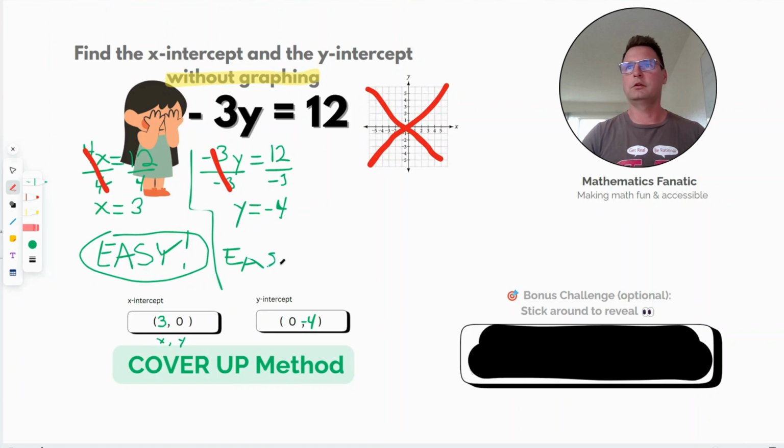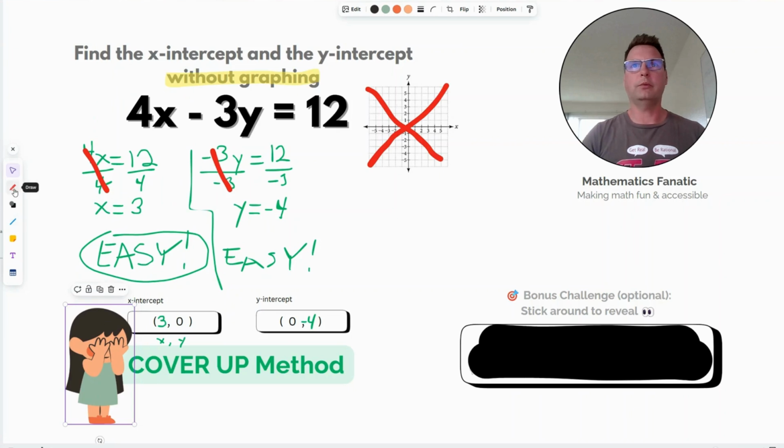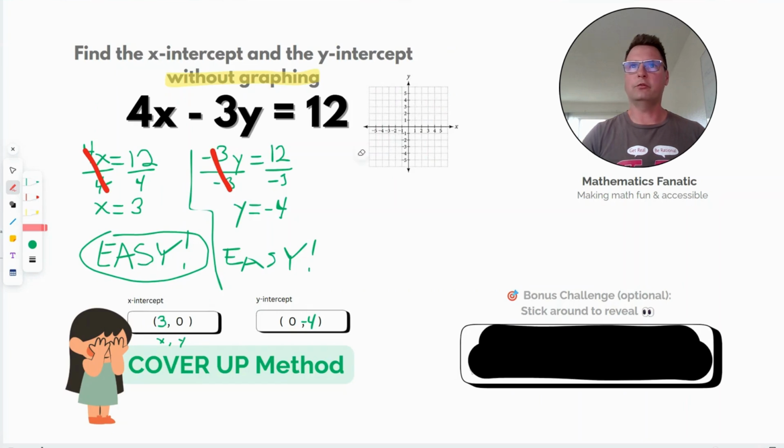So why can we get away with this really easy cover-up method? Well, let's talk about the math a little bit real quick. So in this case, let's use the graph as a visual help here. So for an x-intercept, the y is always 0. Why is that? What does the x-intercept mean? It's when it crosses this x-axis, right? So no matter what, where we are with x, y is always 0, right?